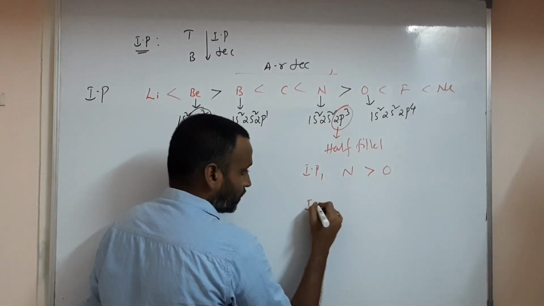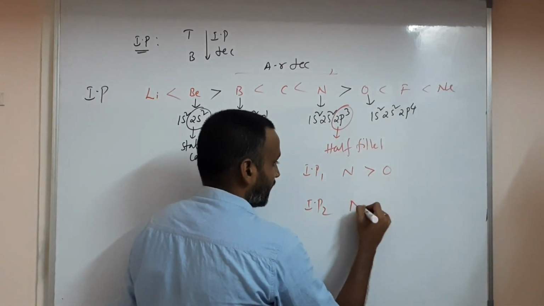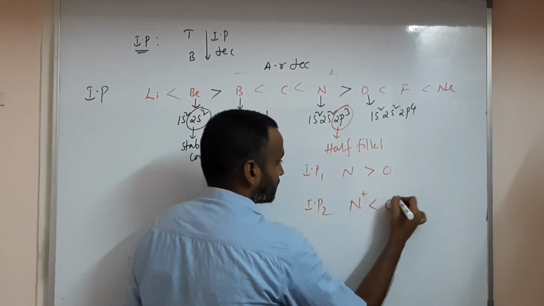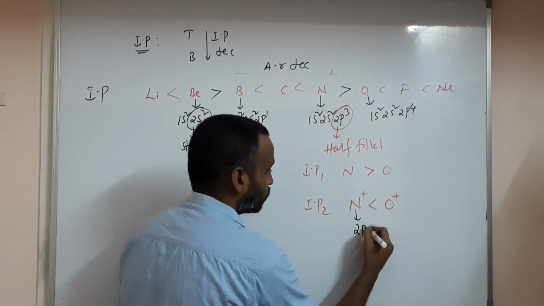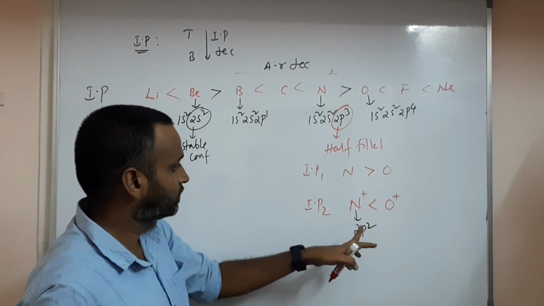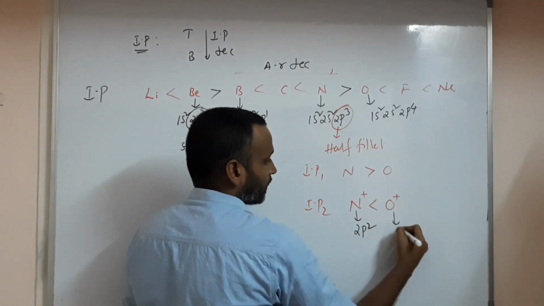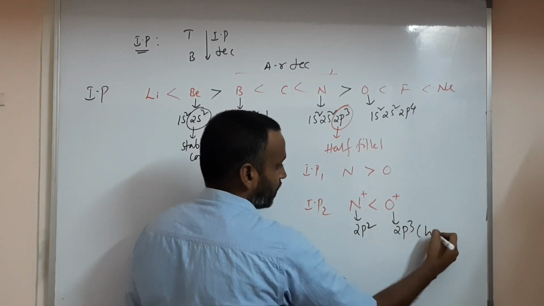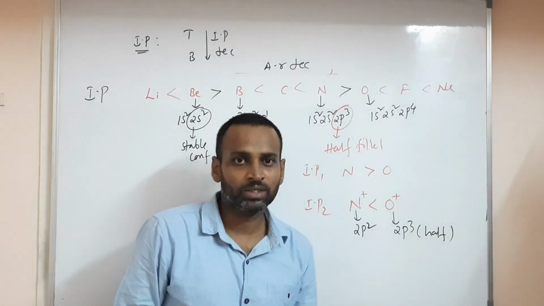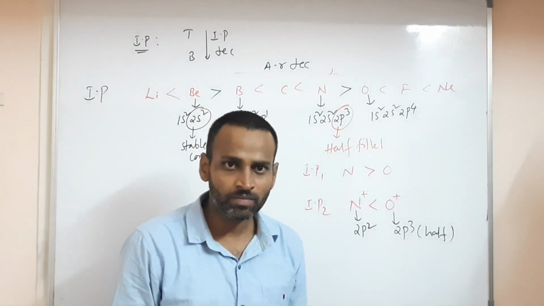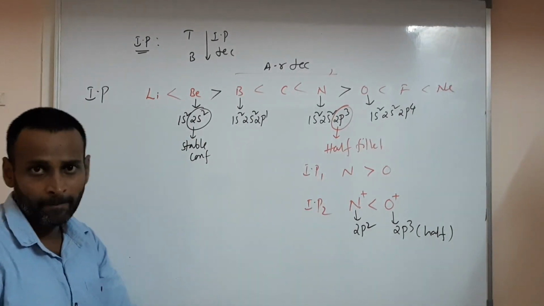But for IP2, if they ask to remove the second electron, then N+ is less than O+. After removal of one electron, 2p4 becomes 2p3, which is now half-filled. So IP2 will be more for oxygen. These all things you have to remember. Very, very important. Even the same applies for the next period.